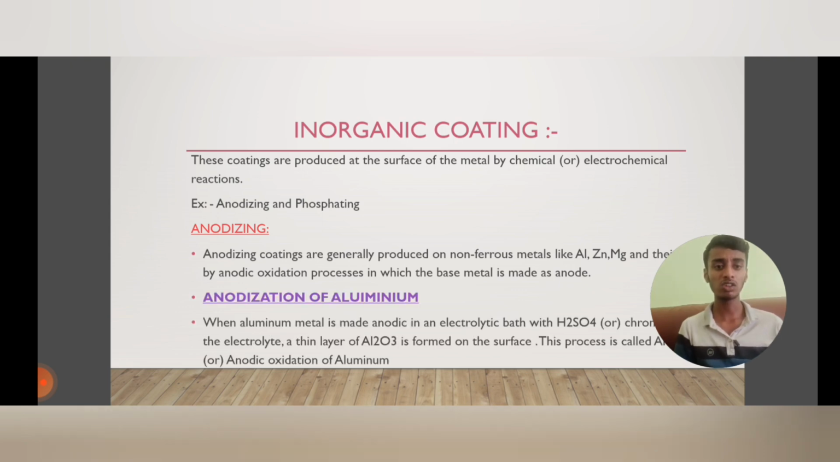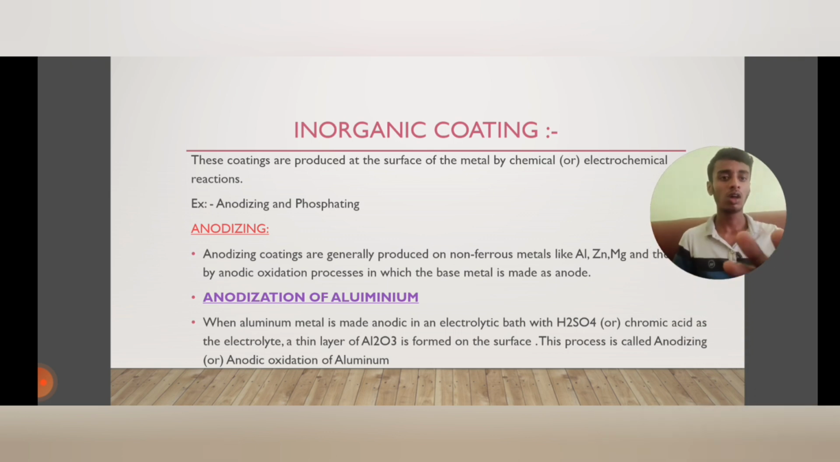Now, we will concentrate mainly on the anodization of aluminum. When aluminum metal is made the anode in a bath of H2SO4 or chromic acid as electrolyte, a thin layer of aluminum oxide is formed on the surface.